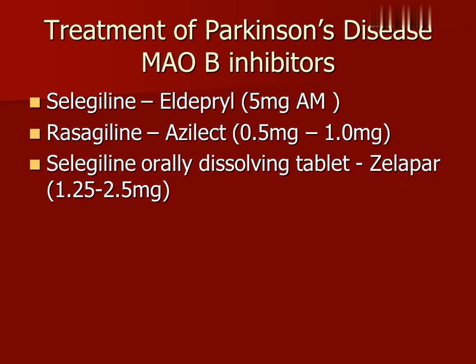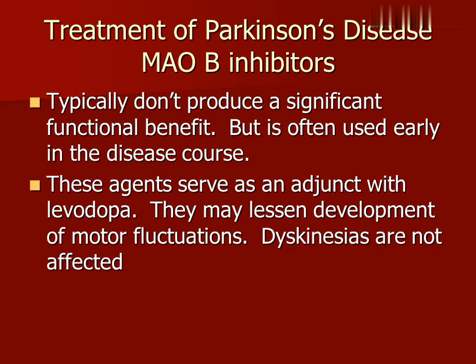MAO-B inhibitors. Selegiline, Eldepryl, 5 mg AM. Rasagiline, Azilect, half a milligram to 1.0 mg. Selegiline orally disintegrating tablet, Zelapar, 1.25 to 2.5 milligrams.